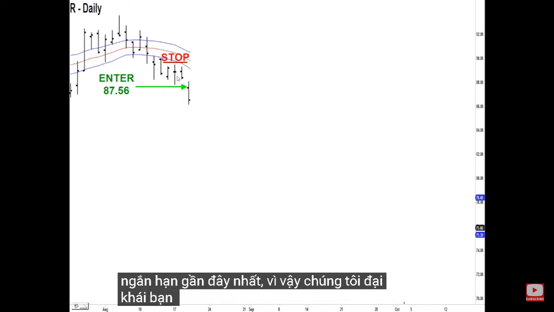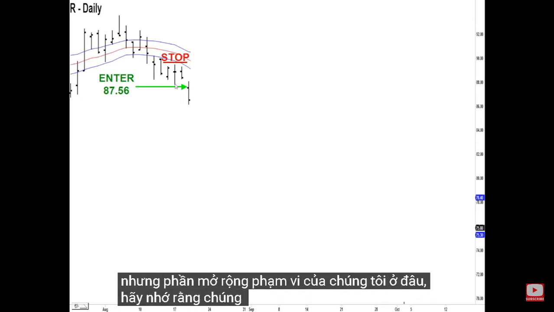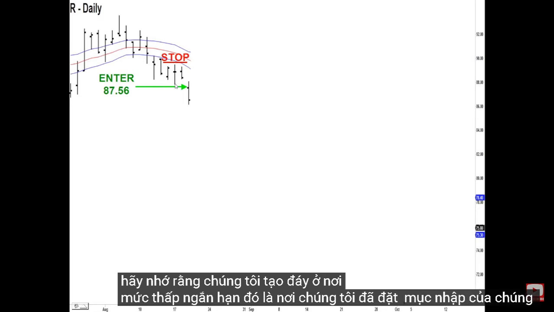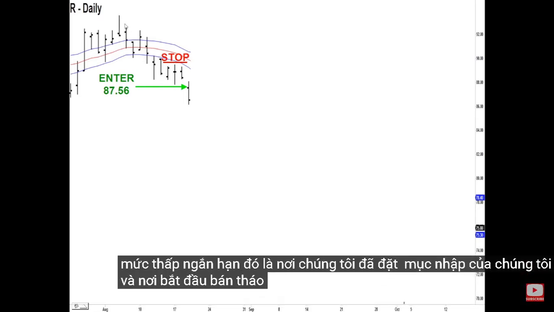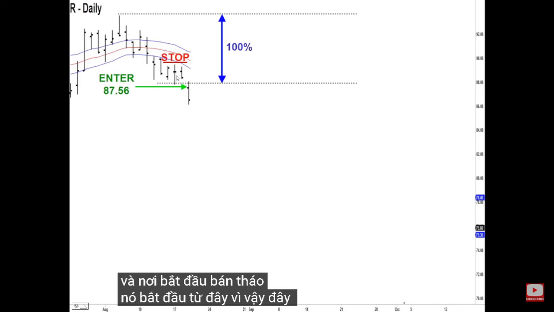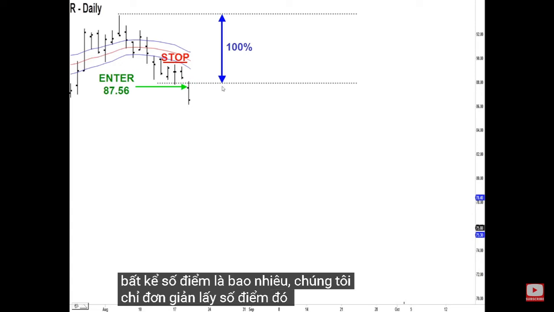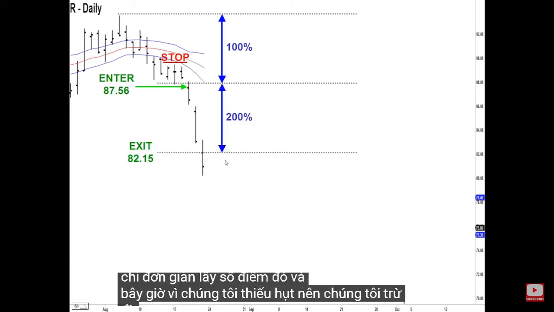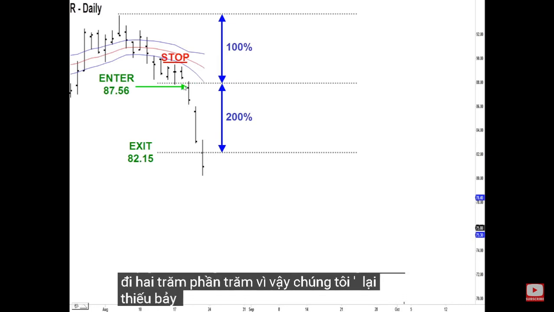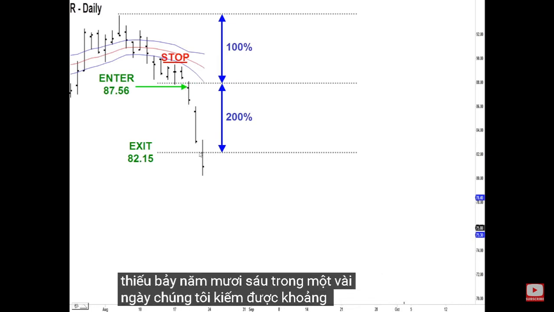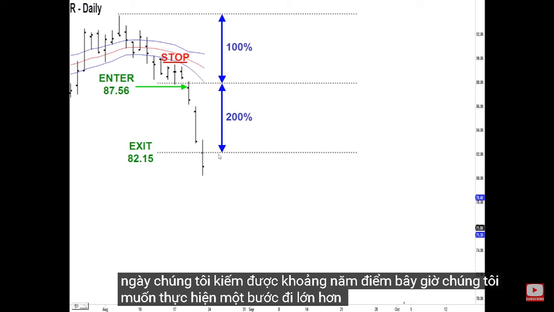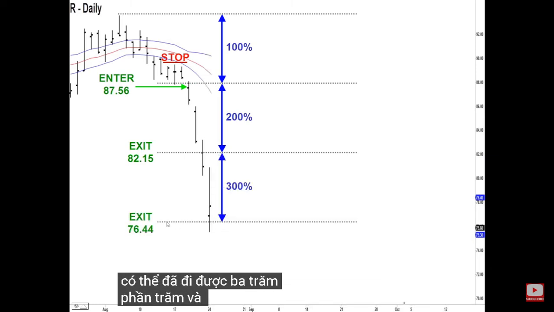Here's the most recent short-term high, so we're roughly risking 2 or 3 points. But where's our range extension? Well, remember, we take the bottom of where that short-term low was, where we placed our entry, and where did the sell-off begin? It began way up here. So this is 100%. Whatever the amount of points are, we simply take that amount of points, and since we're going short, we subtract. There's 200%. So we're short at 87.56. In a couple of days, we made about 5 points. Now, if we wanted to go for an even larger move, we could have gone for 300%. And there we're making much more. Okay, we're making an extra 5 or 6 points to the downside.